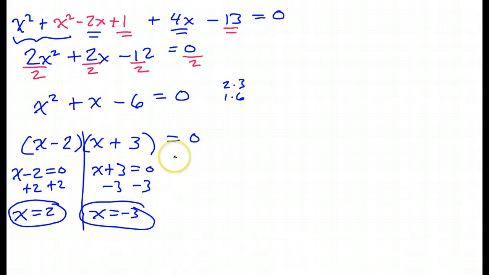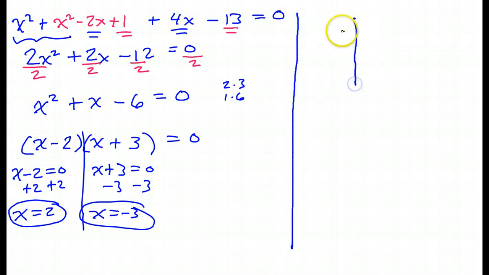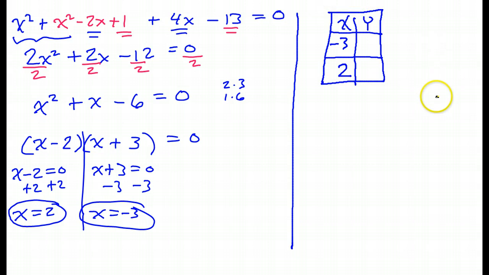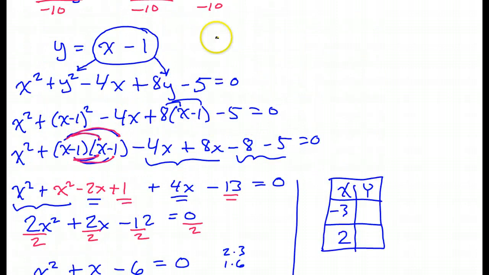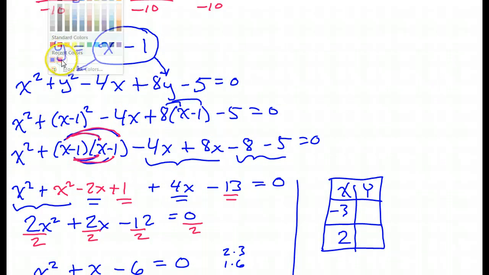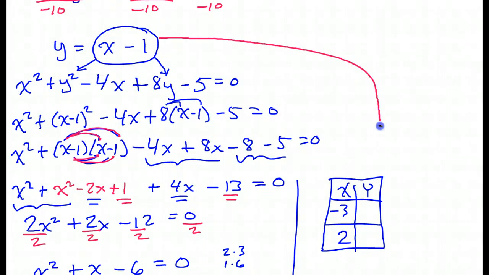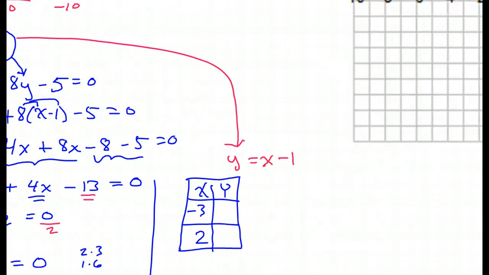Now, we don't want just the x values, all right? We need the y values as well. So I like to think of it as a table, of which so far we have these x values. We have negative 3 and we have 2. But we need the y values that go with them. And so what you can do is use the linear equation that we found at the beginning. Okay, use this. y equals x minus 1. I'm just going to write this down over here. y equals x minus 1. So focus on that for a minute.